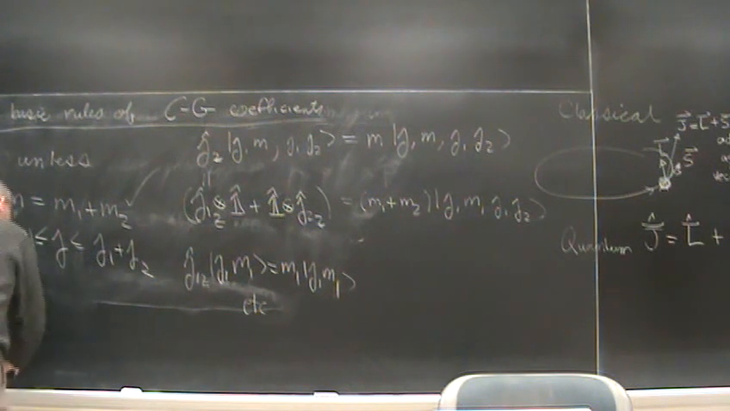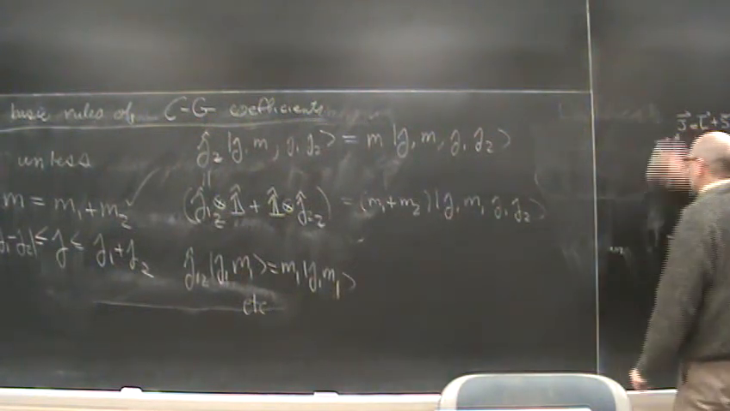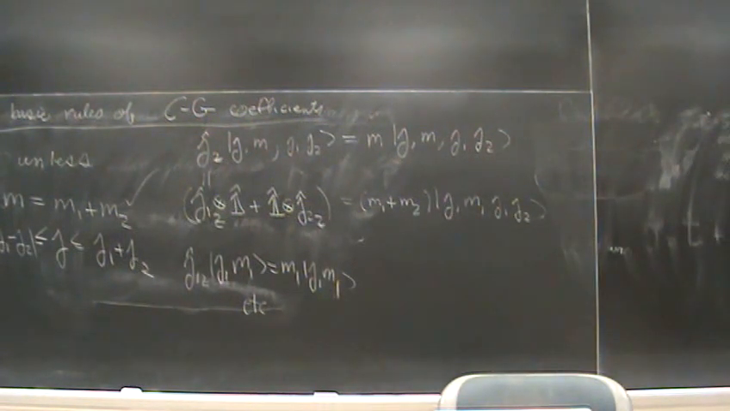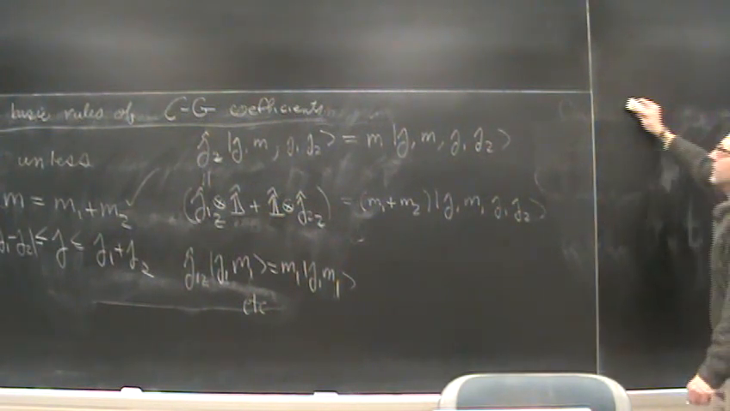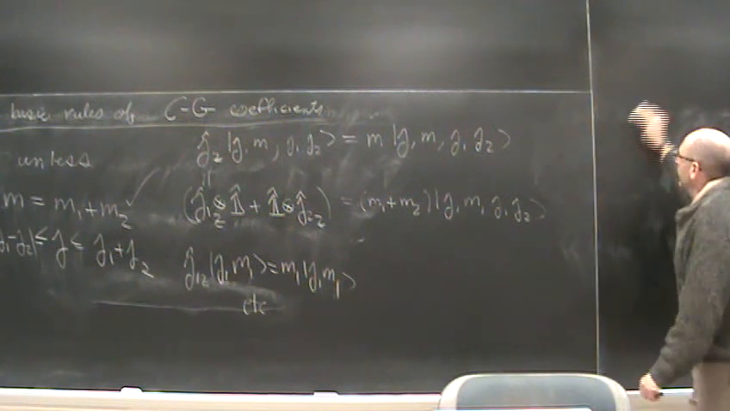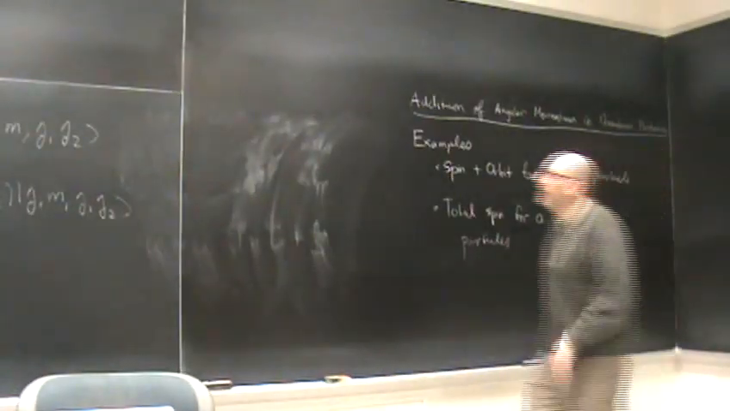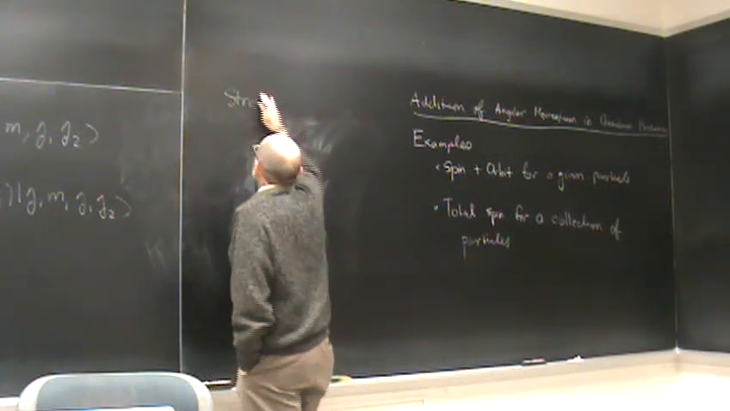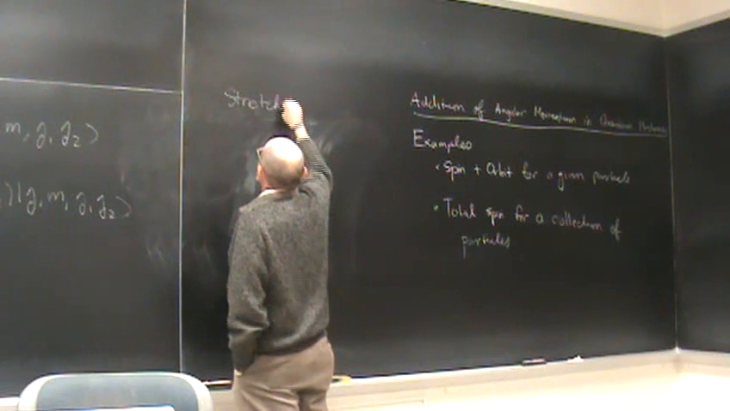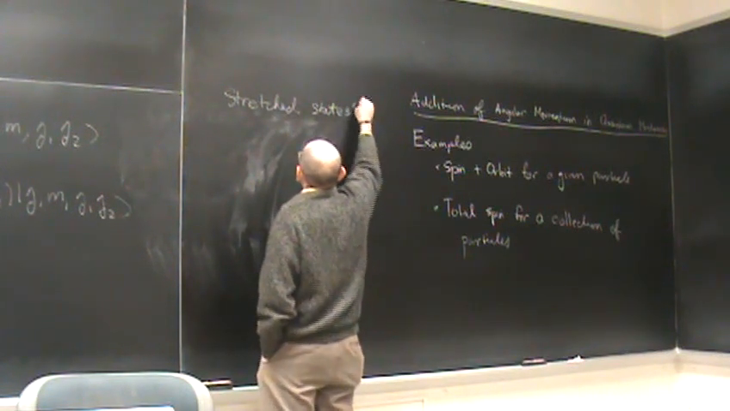Now, one thing that it means is that there are two states that we can write down immediately. That is to say, there are two coupled representation states that we can write down immediately without knowing the Clebsch-Gordan coefficients. Okay? And they are the stretch states. Is that how you spell stretched? Yes. Thank you.